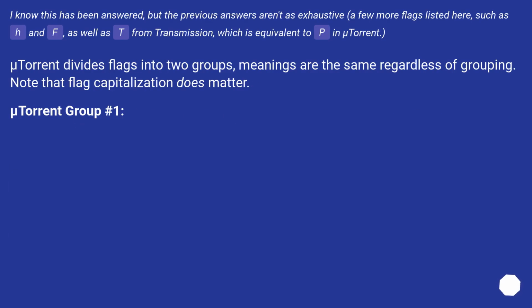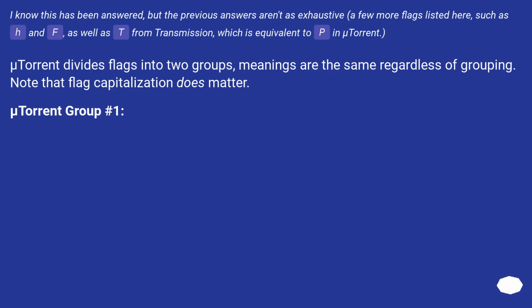I know this has been answered, but the previous answers aren't as exhaustive. A few more flags are listed here, such as h and F, as well as T from Transmission, which is equivalent to P in uTorrent. uTorrent divides flags into two groups, but meanings are the same regardless of grouping. Note that flag capitalization does matter.